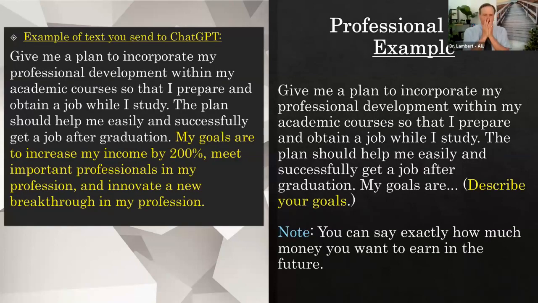So you basically ask something like this. You can change this and modify it. Give me a plan to incorporate my professional development within my academic courses so that I prepare and obtain a job while I study. The plan should help me easily and successfully get a job after graduation. My goals are, and then you describe your goals, and you can actually say exactly how much money you want to earn in the future. You set the parameters of what you want in the future.